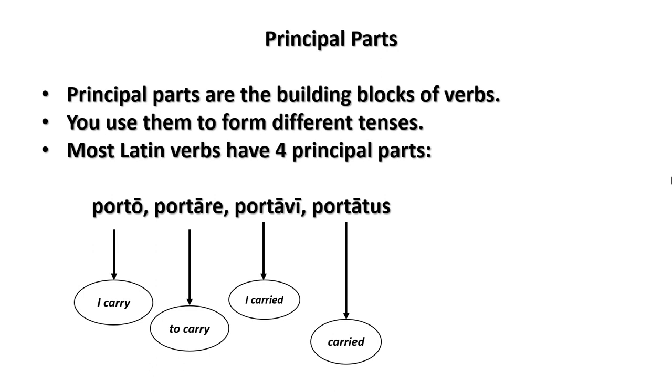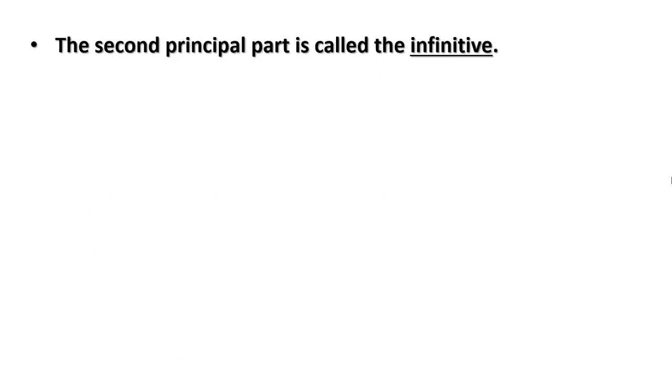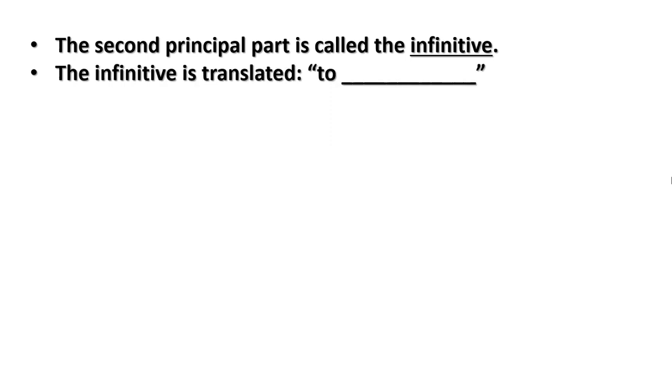This fourth principal part is technically called a participle. More on that soon. The second principal part, as you know, is called the infinitive. And also, you should remember that the infinitive is translated to plus whatever the verb means. So, an example, portare, to carry.